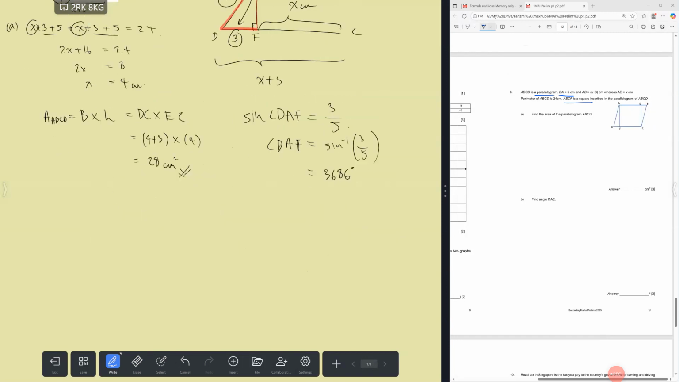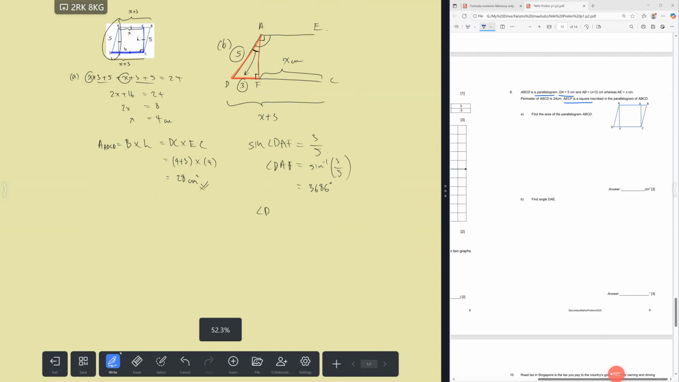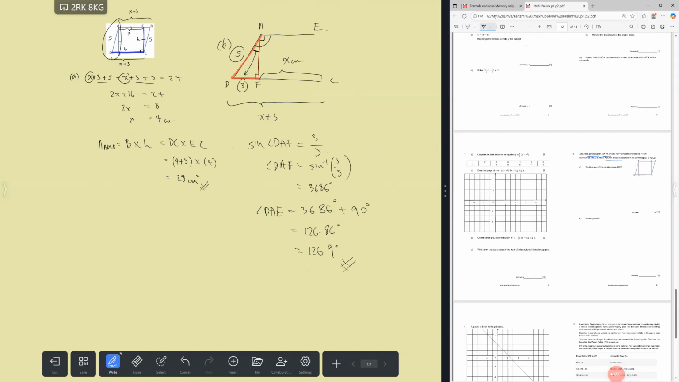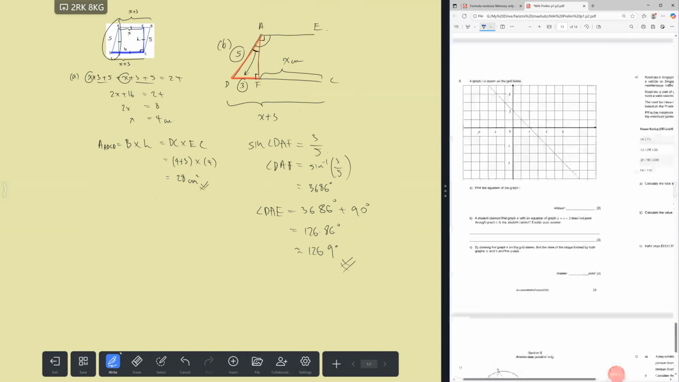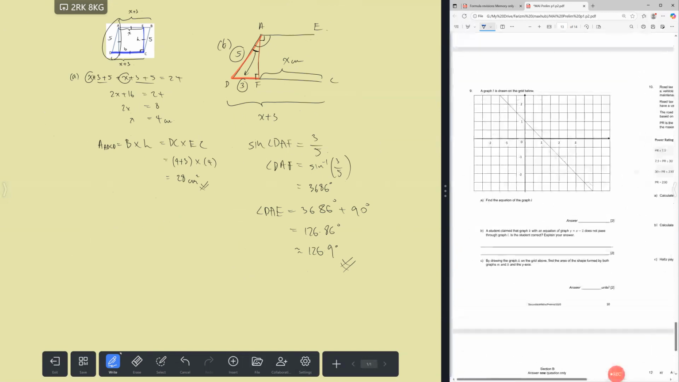So finally, you have to find angle DAE. You need to add in your 90 degrees. So 36.86 plus the 90 degrees that we have from our square, and this gives you 126.86. Then you round off to 1 dp: 126.9 degrees. Right? Question A and B for question 8 done. Let's go to the next question. Question 9.